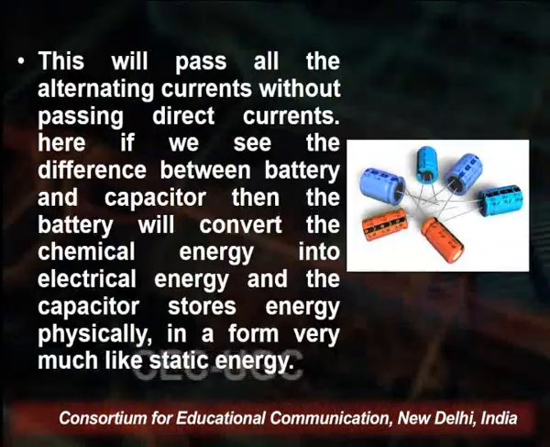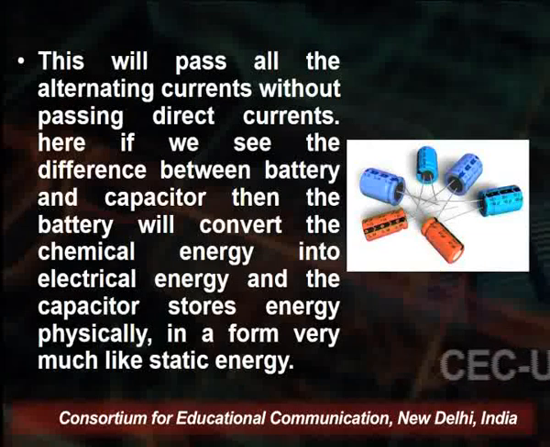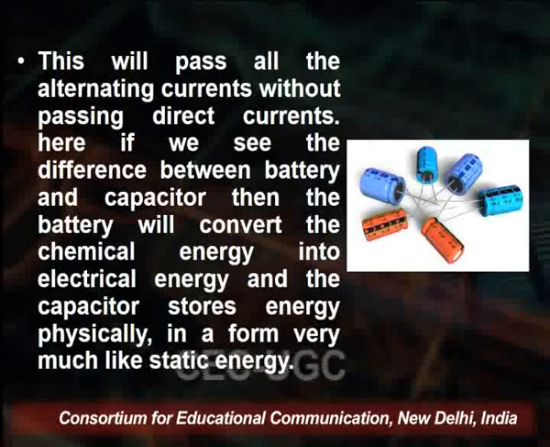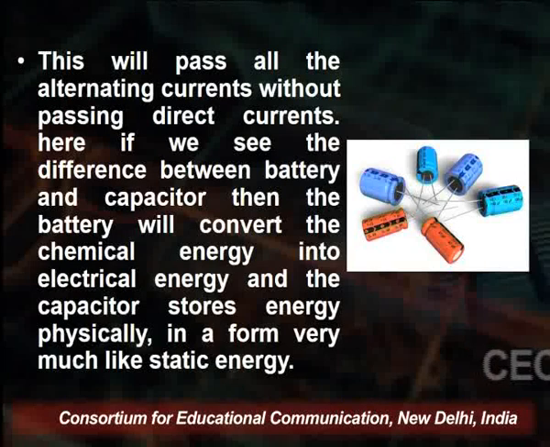Here, when the charged capacitor is disconnected from the switch, then energy remains in the field, in the space between its plates. So, you see on the screen that these are the capacitors which we use, and this will pass all the alternating currents without passing the direct current. So, a capacitor is used to pass the alternating current without passing the direct current.